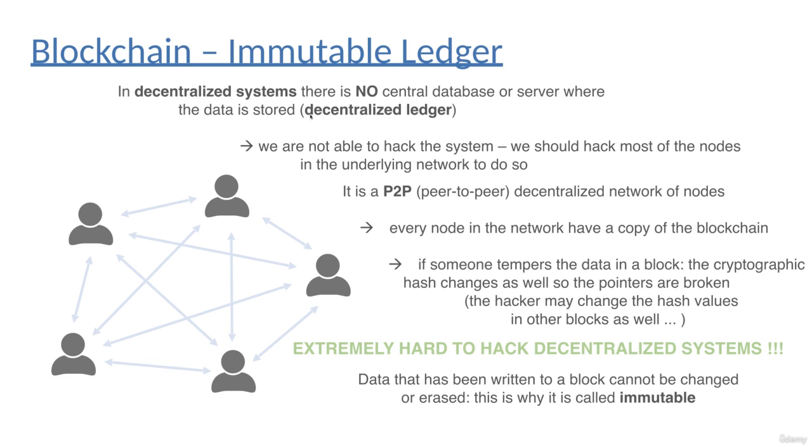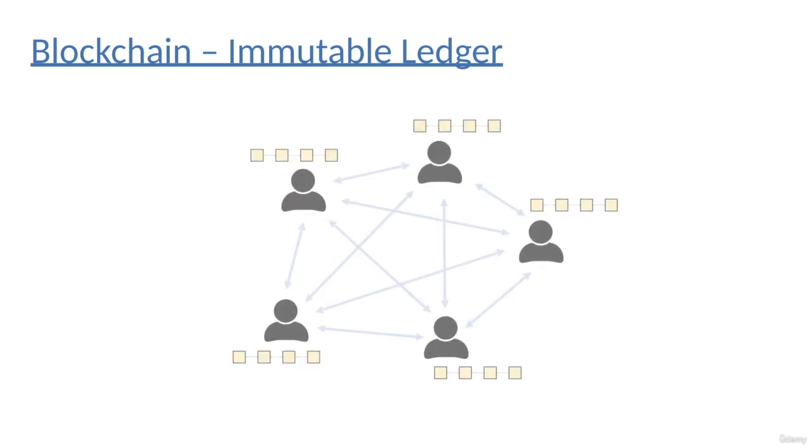So this is why it is decentralized and immutable, because data that has been written to a block cannot be changed or erased. This is a fundamental feature of blockchains. Let's take a look at a concrete example. Let's assume that every single block contains just a single transaction. Of course, usually every single block contains multiple transactions, hundreds or even thousands of transactions.